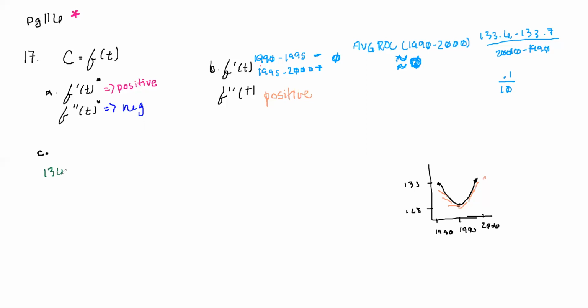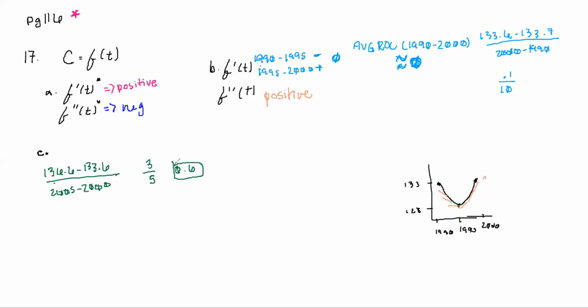So this is 136.6 minus 133.6 all over 2005 minus 2000. This is going to be 3 over 5, and this is 0.6.